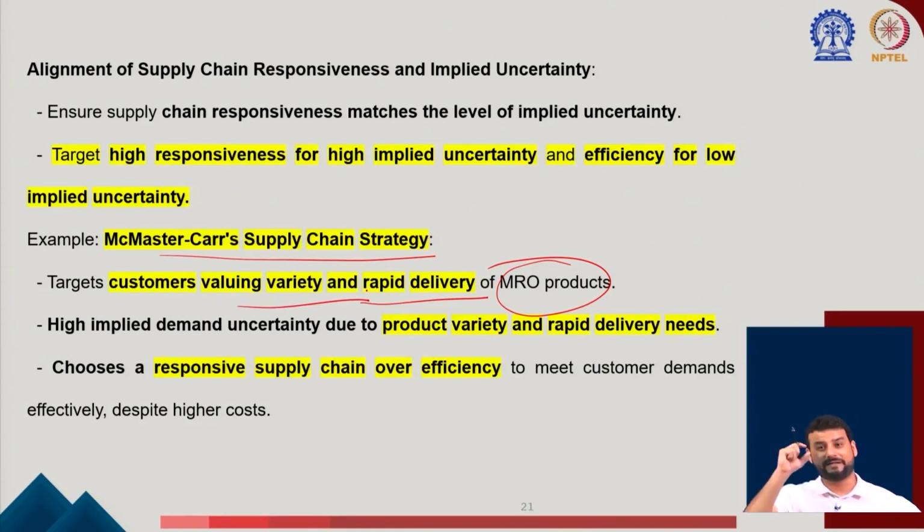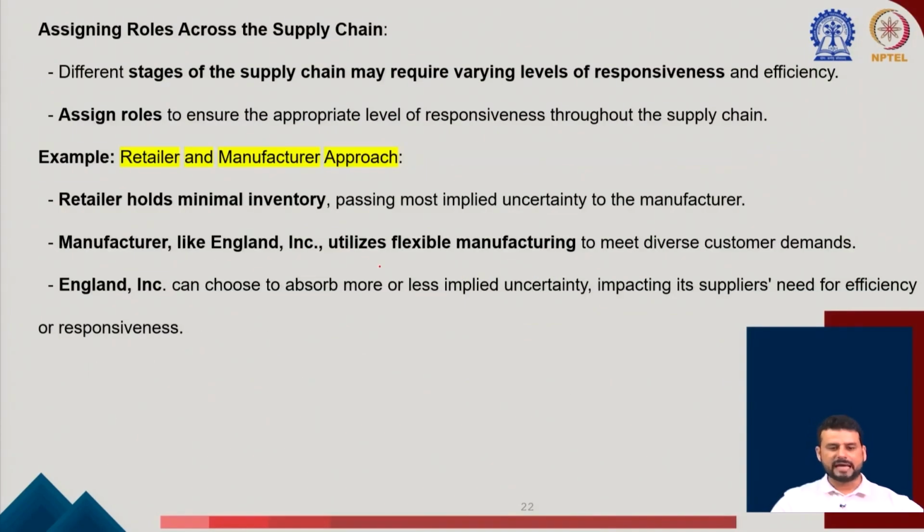Having said that, rapid delivery and variety mean you need to choose the responsive supply chain. There also you cannot be inefficient, you have to be efficient, right? You cannot say that we are responsive, so we cannot be efficient, right? But this supply chain requires responsiveness because of two basic things, variety and delivery. Rapid delivery is required. Aligning roles across the supply chain.